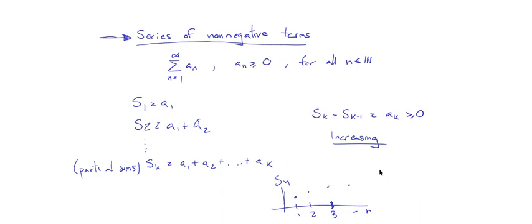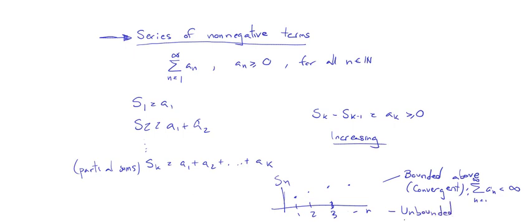Okay, so there are two possibilities. The sequence of sums is bounded above, and then the sequence is convergent, so that means that this series will be convergent. The series from n equals 1 to infinity of A sub n is smaller than infinity. Or it is unbounded, and in this case the series will be divergent. That means that this will be equal to infinity.